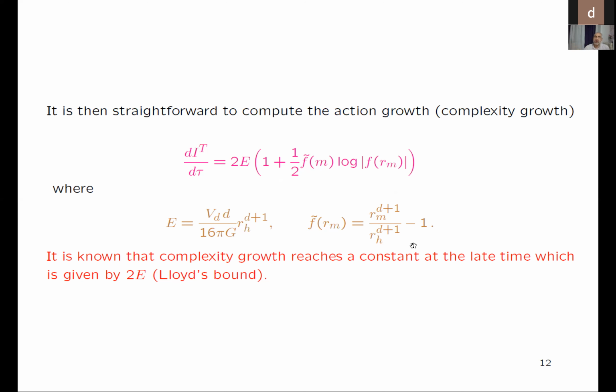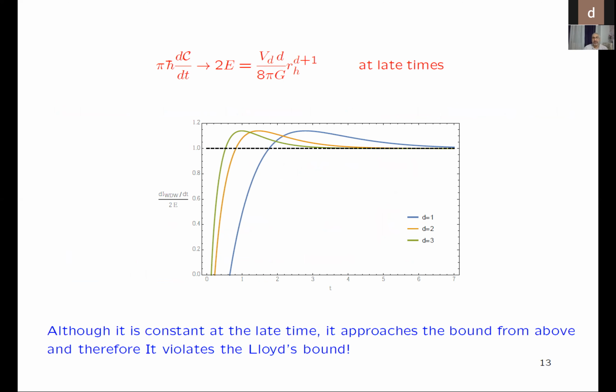At late times, where Rm approaches Rh, this term vanishes, and we end up with some constant, which is twice the energy, known as the Lloyd bound. Actually, if we look at this expression more carefully, what we get is the behavior.